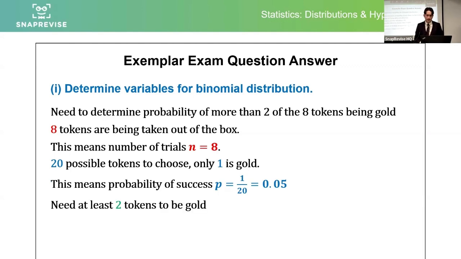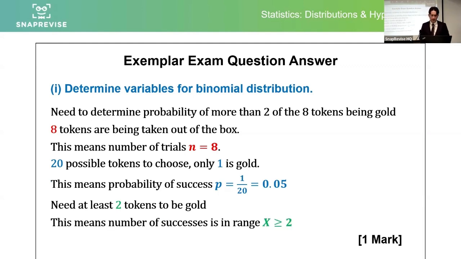Now, we need at least 2 tokens to be gold. Okay, so what that means is we actually want 2 or more. So that would be great if you got 2 gold tokens, or 3 or 4 or 5 or 6 or 7 or 8. 2 or more will be what we want. Okay, so this is a tail of events. This is actually an upper tail of events.